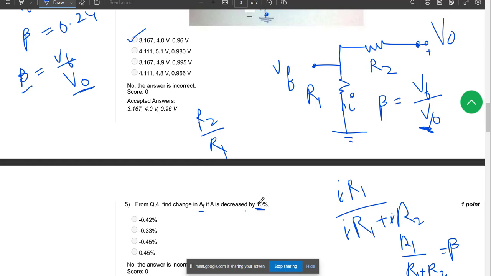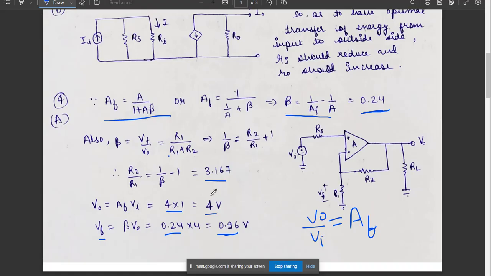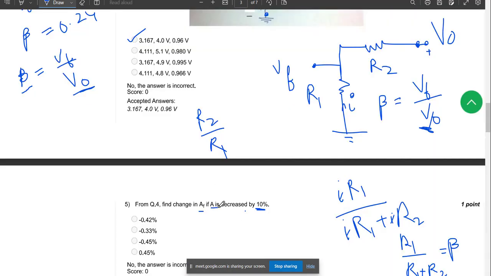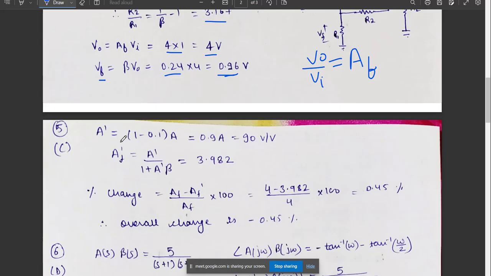Okay, let's solve this question, question 5. As it is said, if the open loop gain is decreased by 10%, that is, the new open loop gain is 0.9 A. Let's say the new open loop gain is A dash, then it will be equal to 1 minus 0.1, that is 10% decreased, which will be equal to 0.9 A, that is 90 volts by volts.